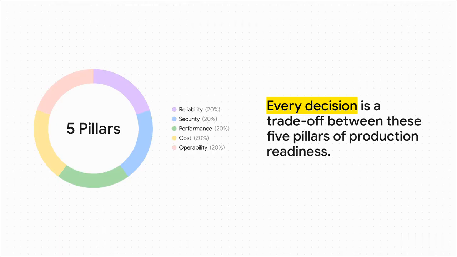And that number represents the 5 pillars of GKE production readiness. You've got reliability, security, performance, cost, and operability. Every single decision you make about your cluster, from choosing a machine type to writing a security policy, is a balancing act, a trade-off between these 5 things.